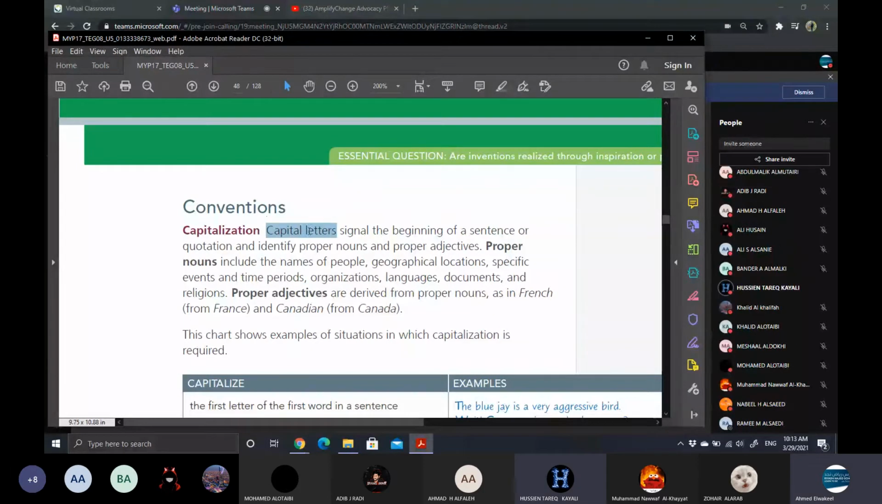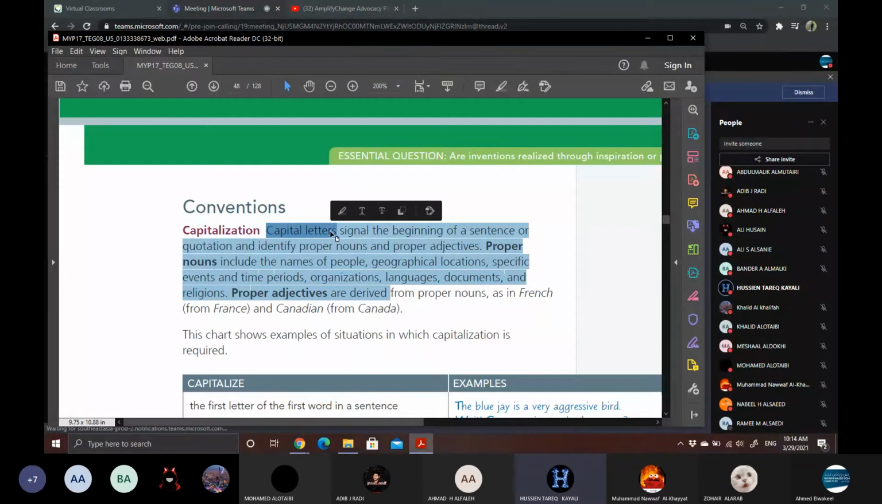Capitalization. Capital letters signal the beginning of a sentence or a quotation and identify proper nouns and proper adjectives. Proper nouns include the names of people, geographical locations, specific events and time periods, organizations, languages, documents, and religions. Proper adjectives are derived from proper nouns, as in French from France and Canadian from Canada.